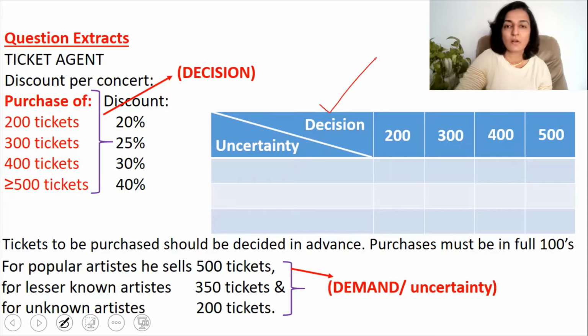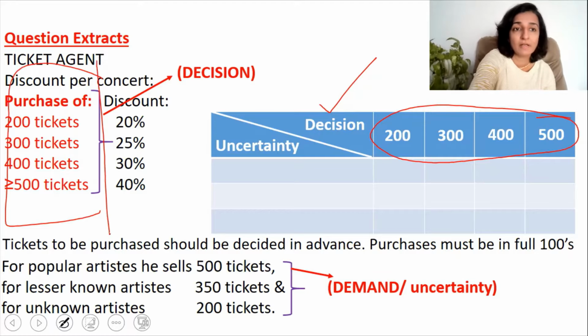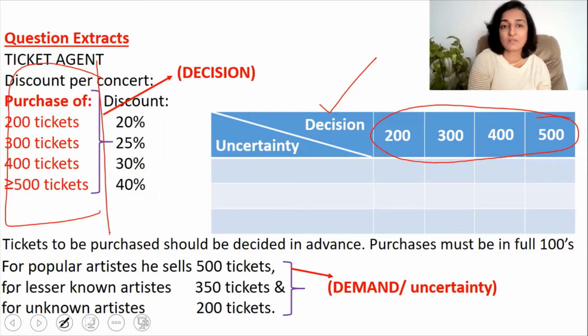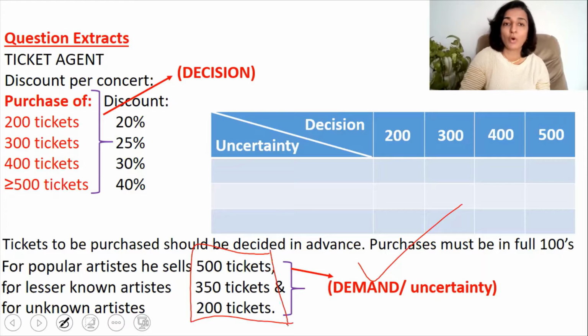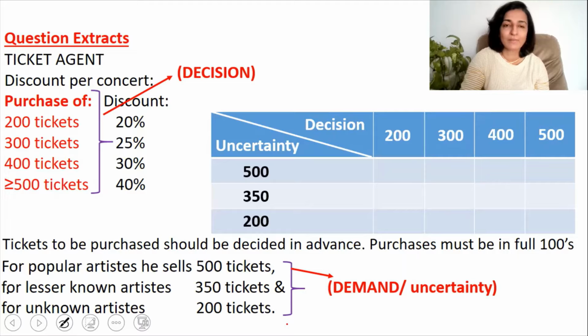So the decision is the column headings. The ticket agent has an option of buying 200, 300, 400 or 500 tickets. That is coming from here because that is a decision that he has to take. And what is the uncertainty? The uncertainty is the demand of the tickets. So it can either be 500, 350 or 200. So we write that too. So the skeleton of the payoff table is complete.